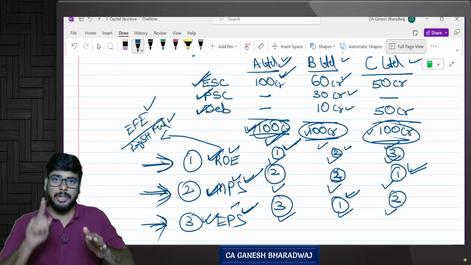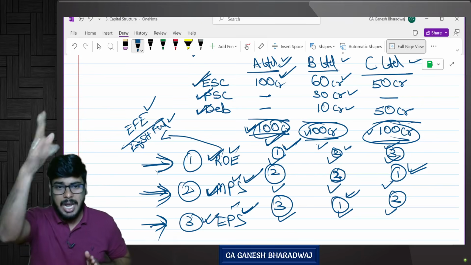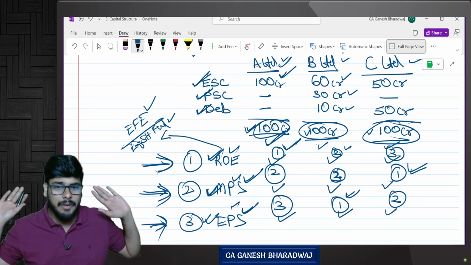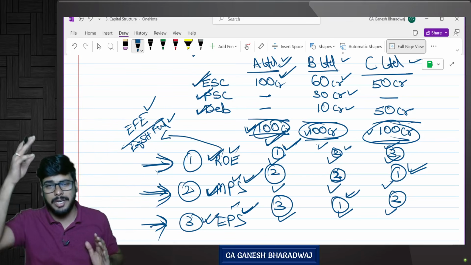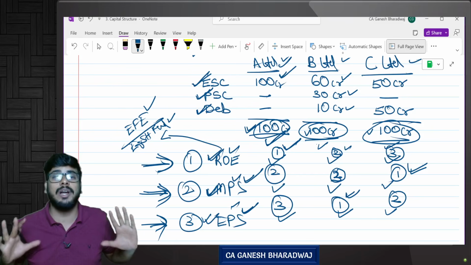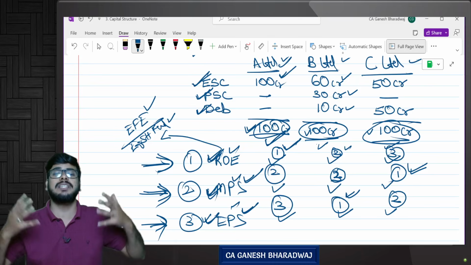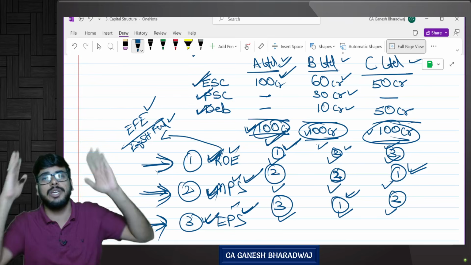From the perspective of return on equity, maybe one alternative is better. From the perspective of market price per share, another alternative may be better. And from the perspective of EPS, another alternative may be better. We don't know. Maybe it might even match. All three might even show that alternative one is better. We don't know. But what I'm trying to say is, please don't compare between these three methods, because these are three different perspectives of looking at the same situation.